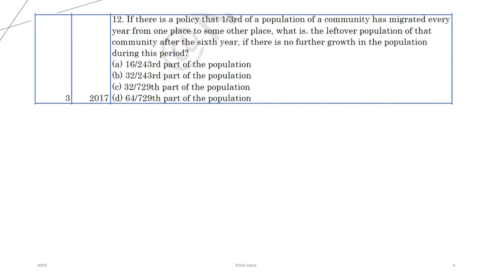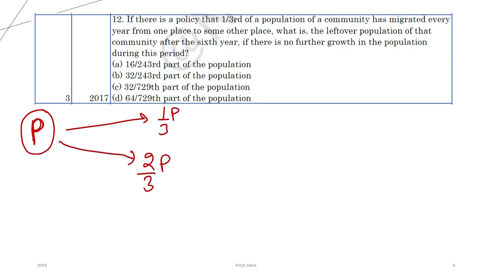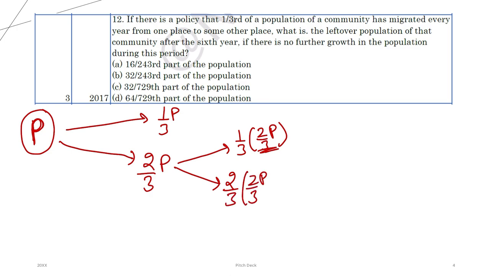If there is a policy that 1/3 of the population of a community migrates each year from a place, what is the leftover population of the community after 6 years? Now, the population of a place is P at the start, time equal to 0. 1/3 of the population migrates. What are we left with? 2/3 of the population, right? Now, in the second year, what will happen? 1/3 of the remaining population migrates, and we will be left with 2/3 of it, that is 2 by 3 of 2 by 3 of P, which is 4 by 9 of P.